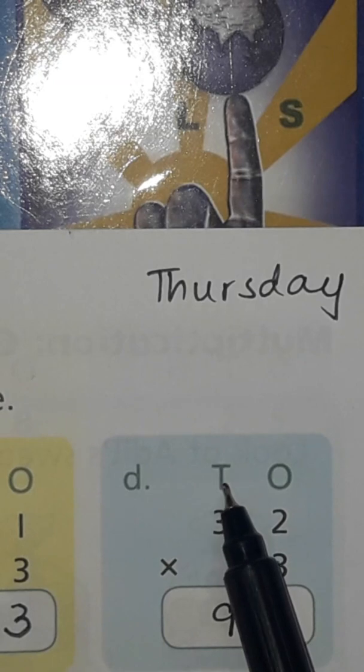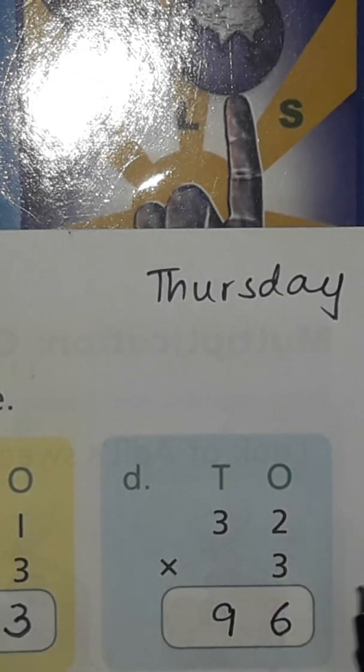D. Ones, tens, 32 multiply by 3. First solve ones column. Start from right side. Read table of 3. 3 1s are 3. 3 2s are 6. Then 3. Read table of 3. 3 1s are 3. 3 2s are 6. 3 3s are 9. The answer is 96.